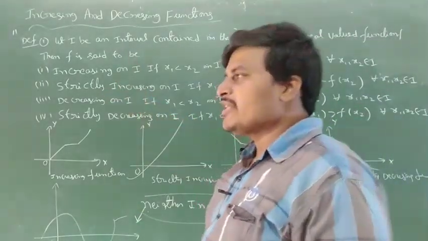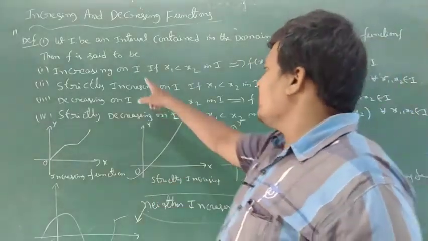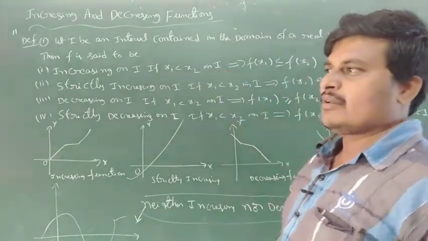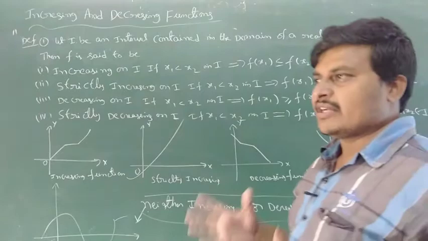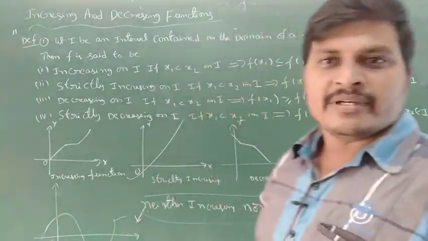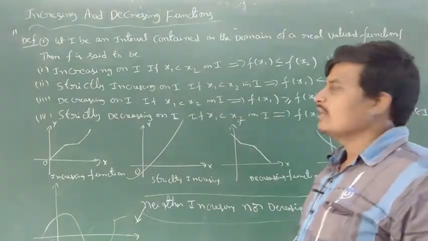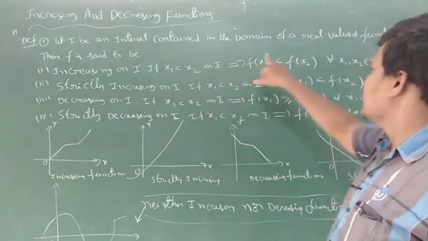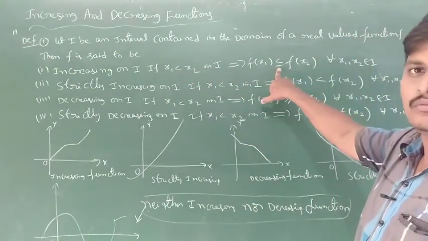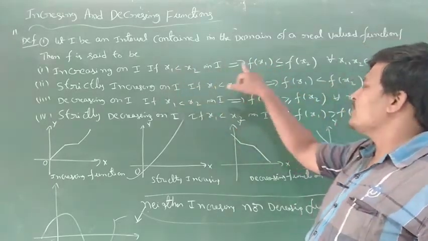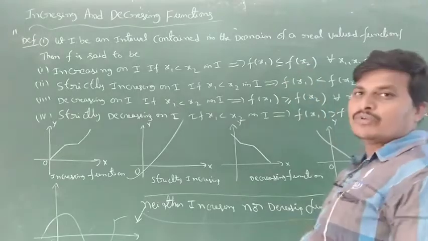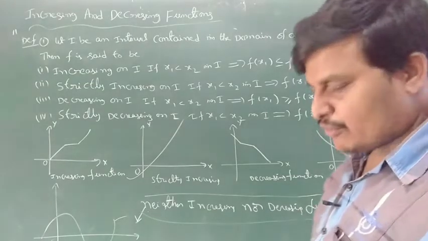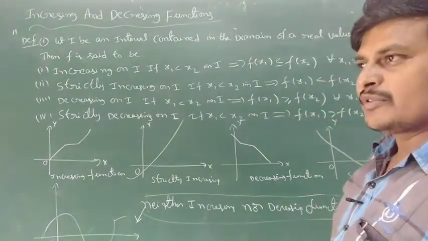increasing on I if x1 less than x2 in I. Here x1 and x2 are elements belonging to the interval I. Apply the function on both sides: x1 less than x2 implies f of x1 less than or equal to f of x2 for all x1, x2 belonging to I.